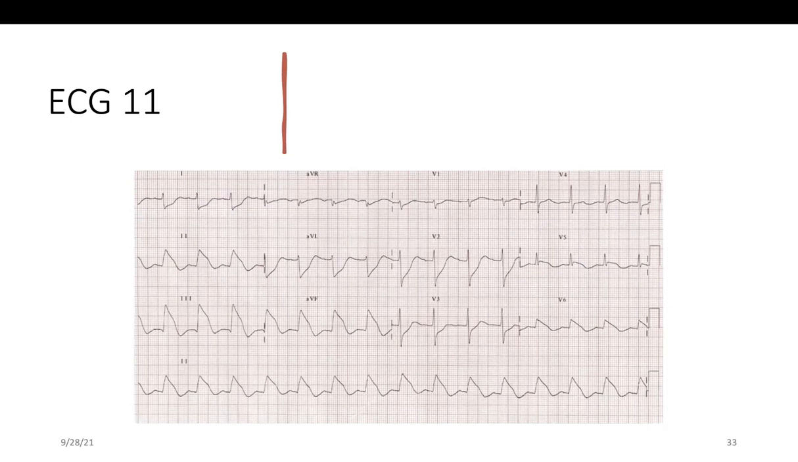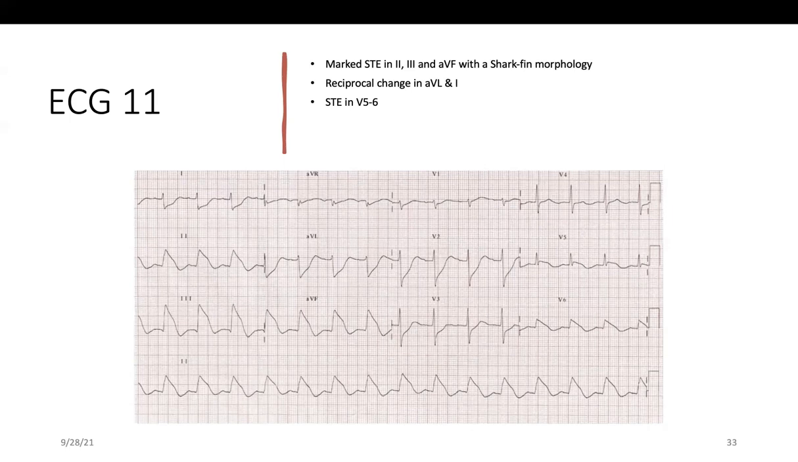Sharp fin or lambda sign. Exactly. And it indicates what? Where is the ST elevation, by the way? 2, 3, AVF, V5, V6, and the reciprocal changes in 1, AVL with the V2, V3. ST depression in V1, V2, V3.